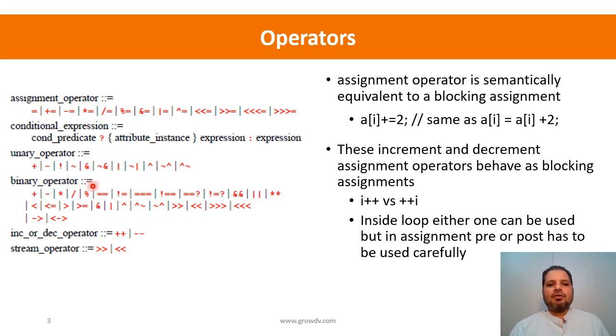And then you have a bunch of binary operators which will operate on two numbers. Like we have addition, subtraction, multiplication, division, modulo, equality. We'll look at them very quickly. Then you have a C style increment or decrement operator, plus plus and minus minus. And then you have the streaming operator, which is new.